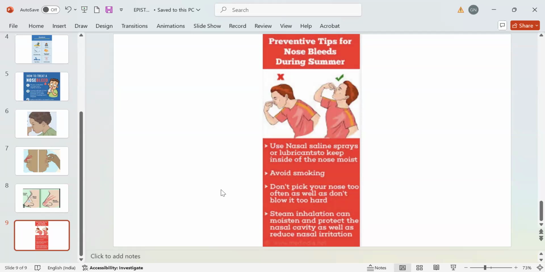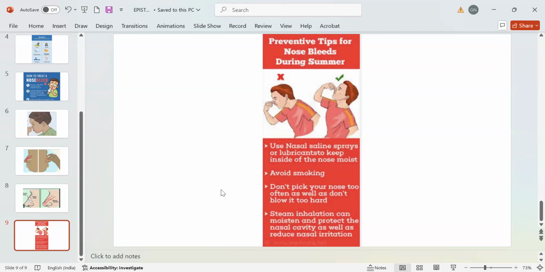Ma'am, till the doctor arrives, can we keep pinching? Tell me, can pinching of the nose stop the posterior side of the bleeding? No, no, no. Posterior cannot be, because anterior you are stopping, no? You are giving pressure to the anterior vessels.